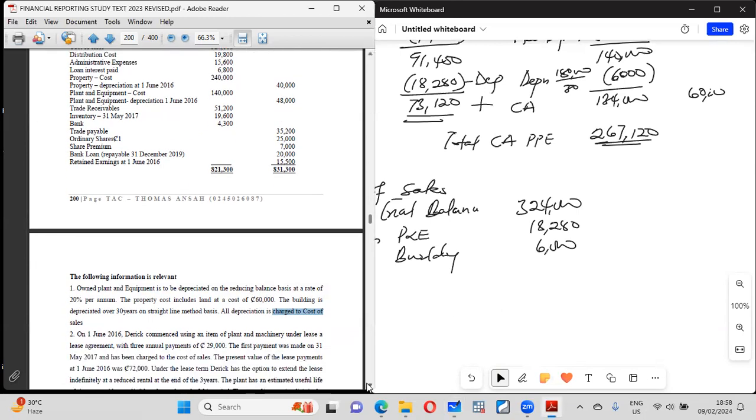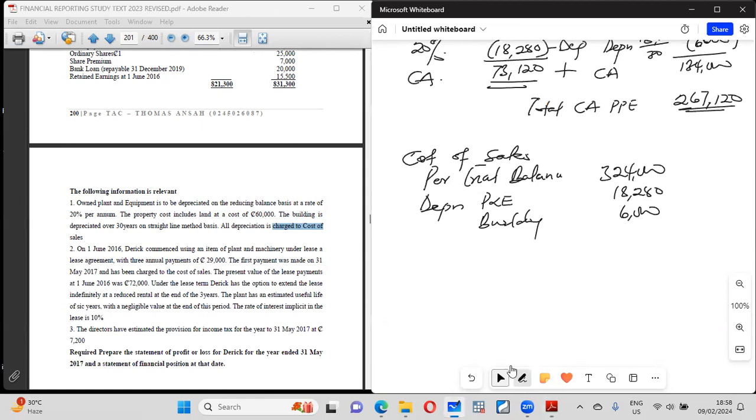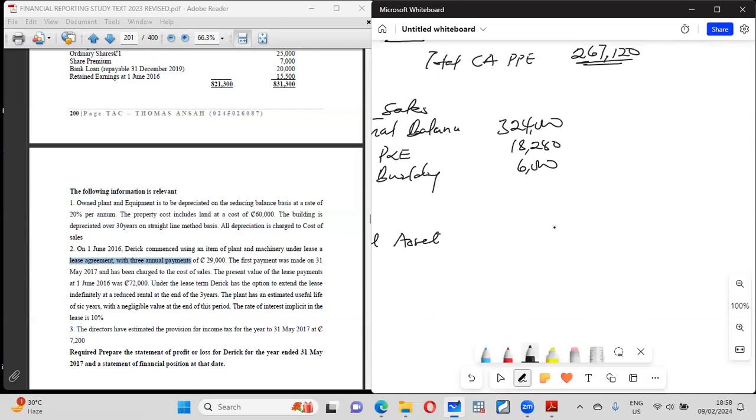Then we come to note 2 and solve it. So you realize that note 1 was about PPE. Note 2 says that on June 16, that's the beginning of the year, Derek commenced an item of plant and machinery under a lease. So right there, you know that there is a lease, IFRS 16. For every lease, what do you do? You recognize right of use assets, and you do the PV of the lease liability. So this is coming from IFRS 16.